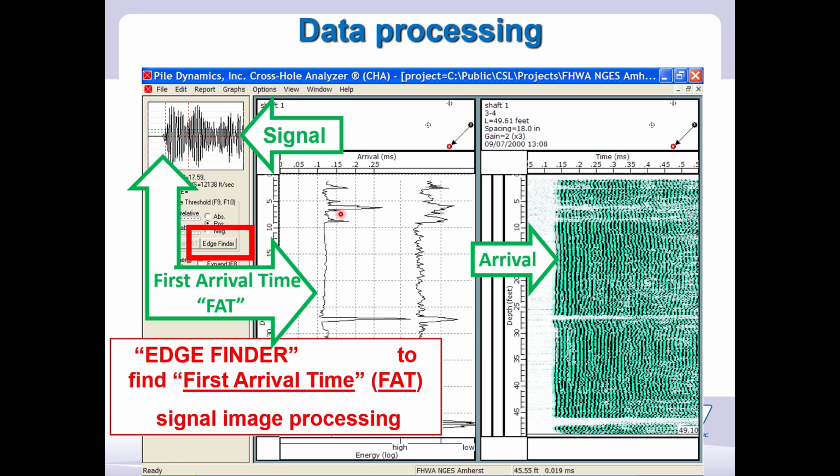And here we see the delay in time at the locations where we have white spaces in the waterfall diagram. And that is usually done with some type of an automatic picking mechanism. We call it Edge Finder. That will pick the first arrival time, FAT, we call that FAT. And then that's signal image processing software.